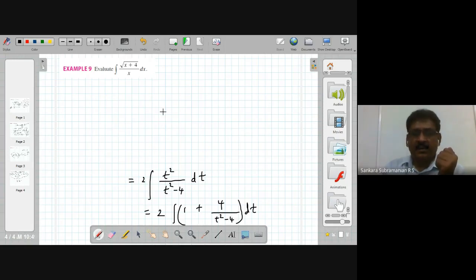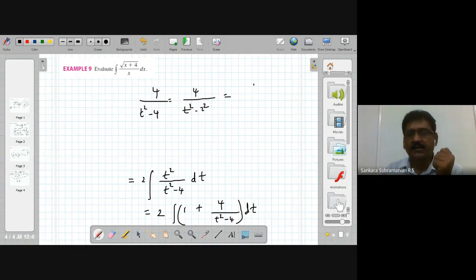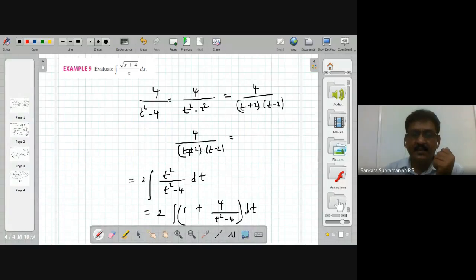So considering this term, 4 by t² - 4. This can be written as 4 by (t² - 2²), which is (t + 2)(t - 2). So 4 by (t + 2)(t - 2) can be written as, since this is linear and non-repeated, a by (t + 2) plus b by (t - 2).